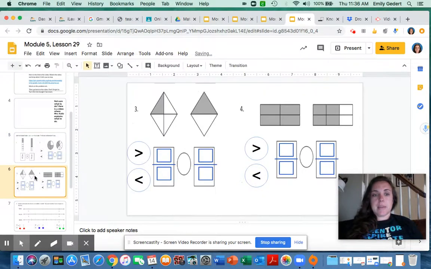You're going to do the same on slide 6. Write in what the fractions are, and use the comparison symbols to compare which one's bigger and which one's smaller.